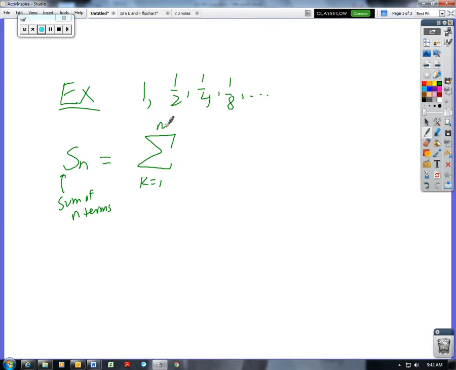And then we have to figure out our pattern. And hopefully you notice that it's a geometric sequence, because if I multiply by 1/2, I'll get the next term. And so just remember your formula for a geometric sequence is the initial term, 1 in this case, times the ratio, which is 1/2, to the n minus 1. So that would be the formula for the summation, series.